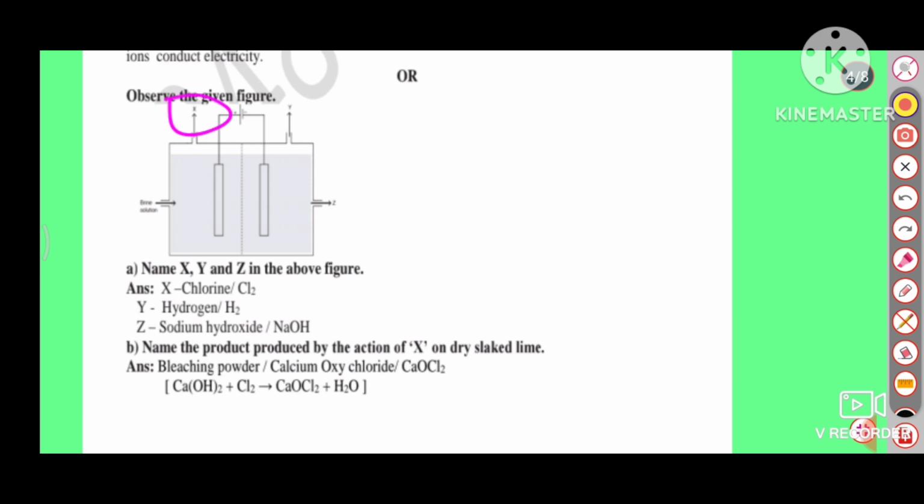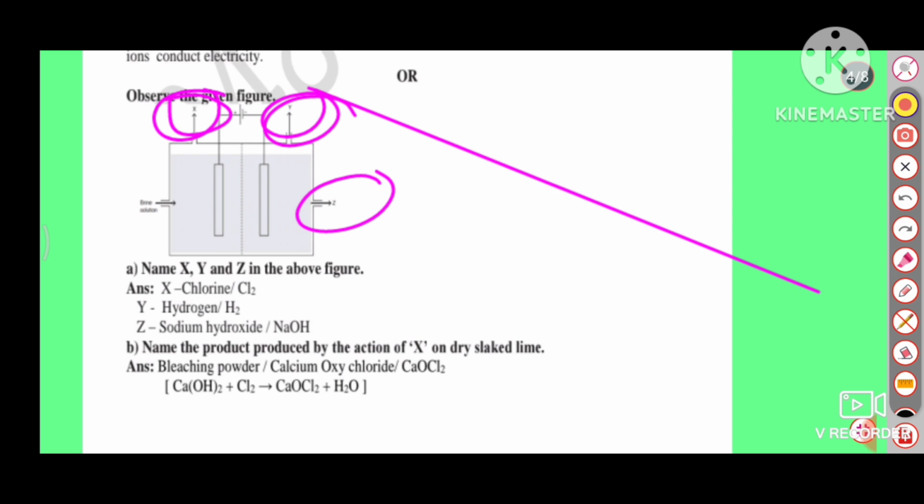X, this is X, hydrogen H2. This is Y, sodium hydroxide NaOH. Sorry, this is X, chlorine Cl2. This is Y, hydrogen H2, and this is Z, sodium hydroxide NaOH.